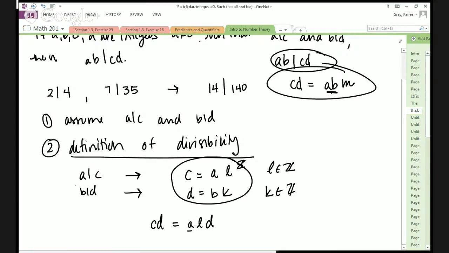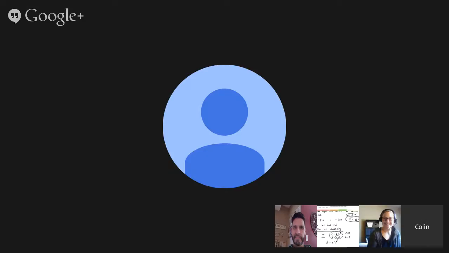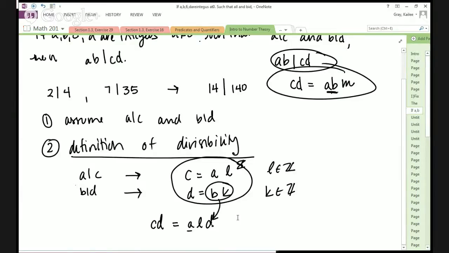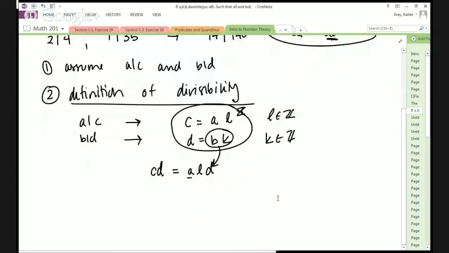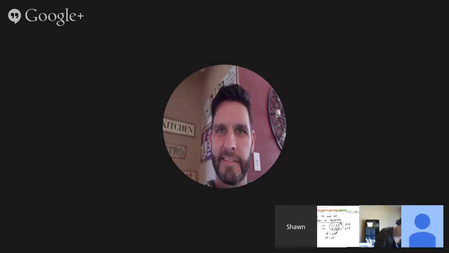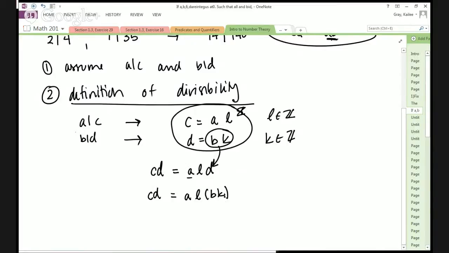Oh, my brain exploded. Okay. So we're going to write, just substitute on one side, AL, BK. And now we've got CD written as AL times BK. Multiplication is commutative and associative, so I can do this in any order. So LK, just like you thought.